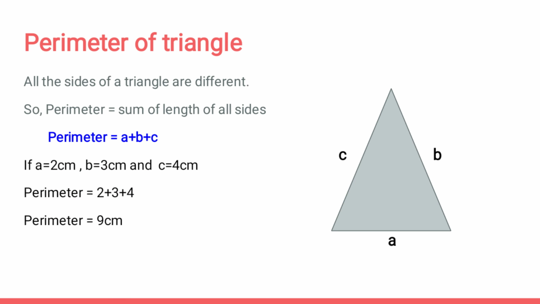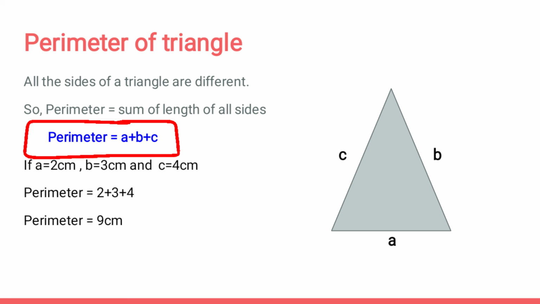Now let's calculate the perimeter of a triangle. All the sides of a triangle are different. So putting these sides into the general formula, we get the formula for triangle: perimeter is equal to A plus B plus C.